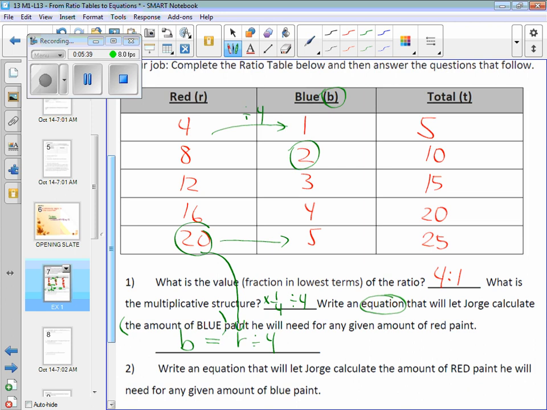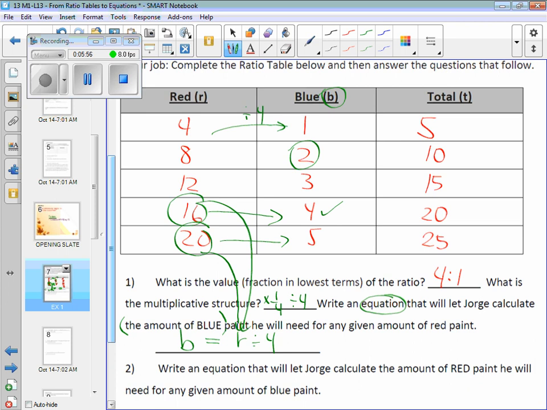Do it more than once though. Give me another value. Go ahead, Sal. Okay, 16. I'm going to substitute it in for the R. What's 16 divided by 4? It works. My equation is good.